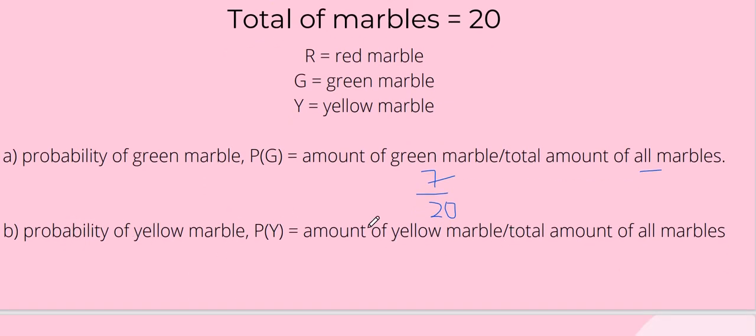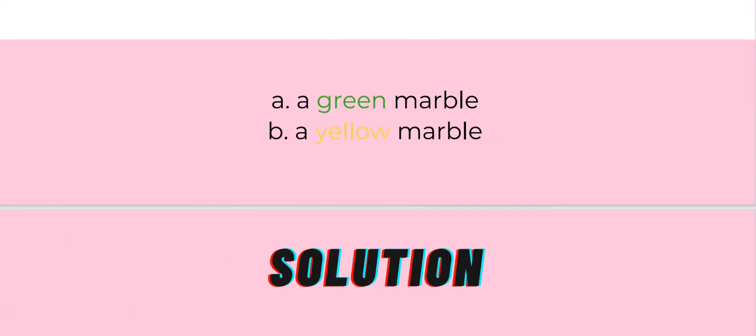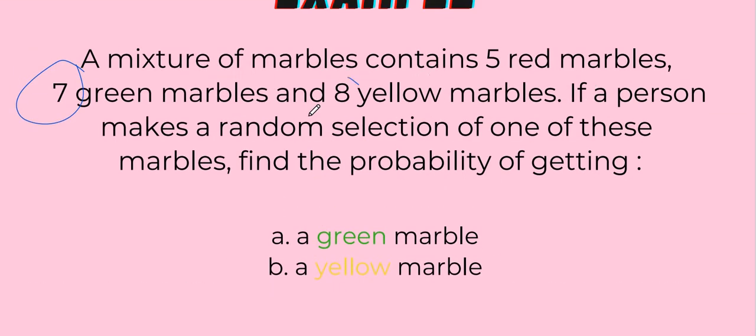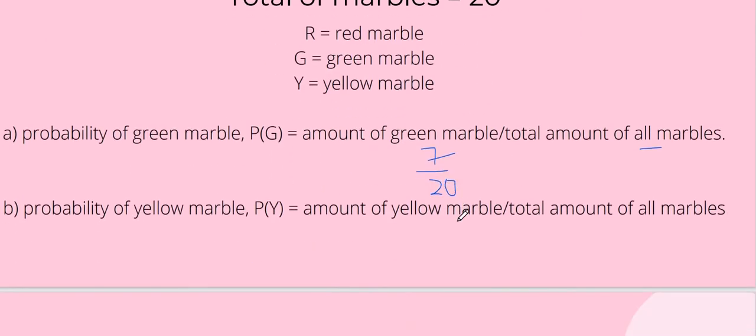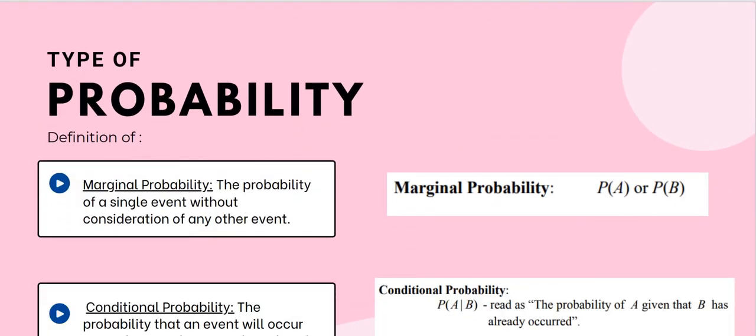So you do the same thing. So what's the total for yellow? The total for yellow is 8, okay. So we will get the answer is 8/20. So you will do the same thing, you still divide with the same value, which is 20, because that's the total. So the difference here is the number of the green marble and also the yellow marble, right? So that's how we find the probability. Okay, that one is the simple one.